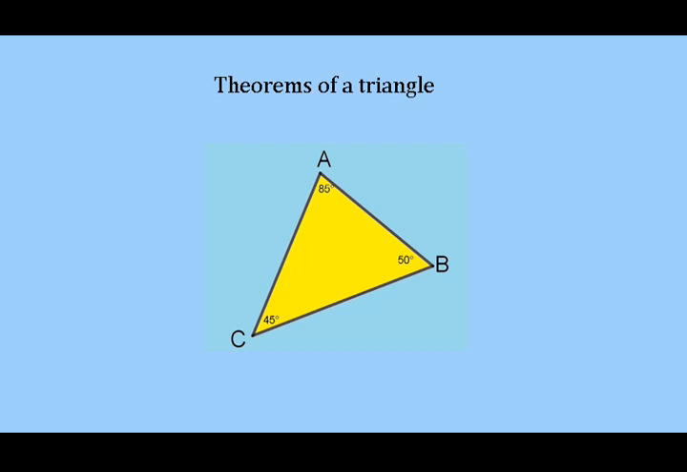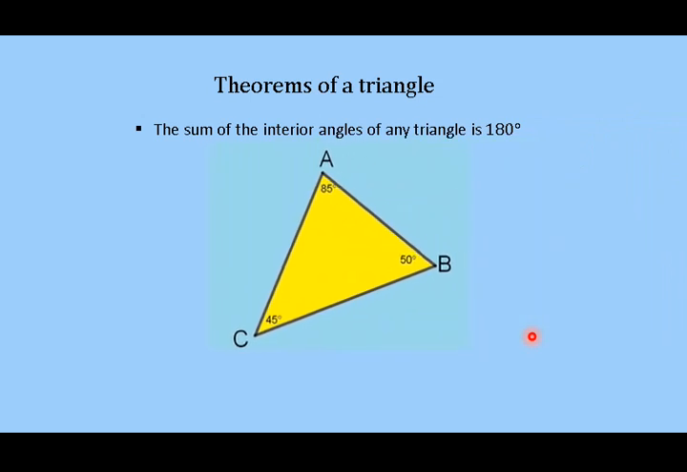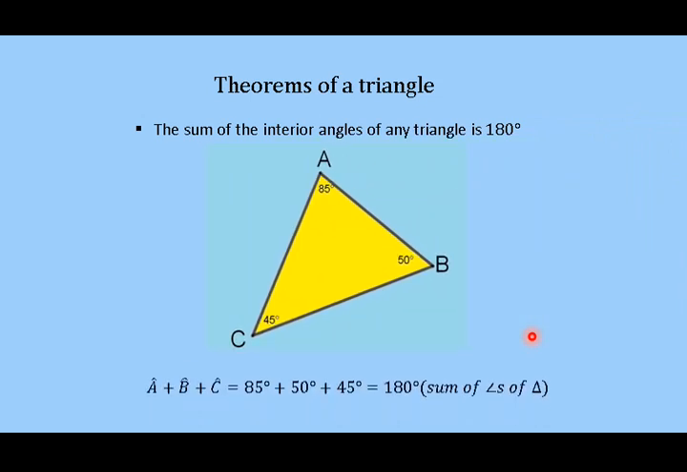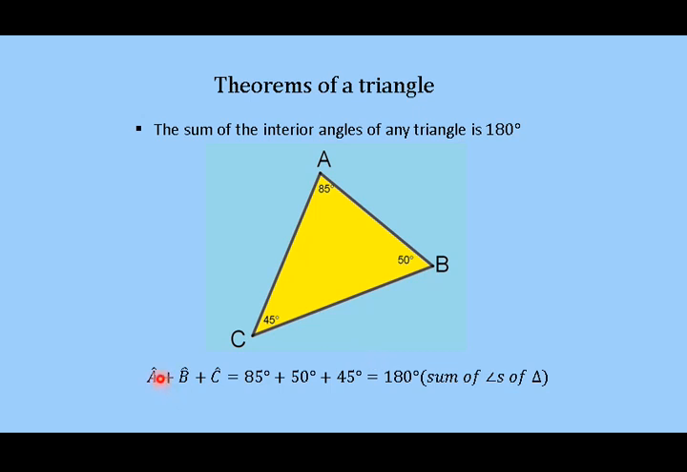Theorems of a triangle. The sum of the interior angles of any triangle is 180 degrees. So when you add all the angles of a triangle, they should give you 180 degrees. Angle A plus angle B plus angle C equals 180 degrees. Sum of angles of a triangle. This is the reason that you should write when you are dealing with the angles of a triangle.